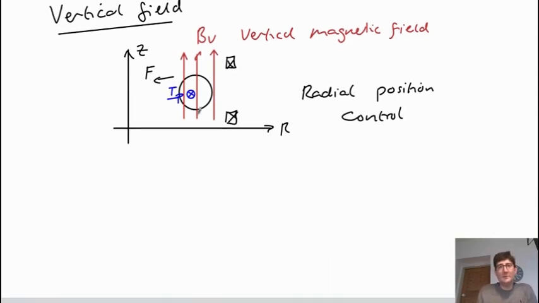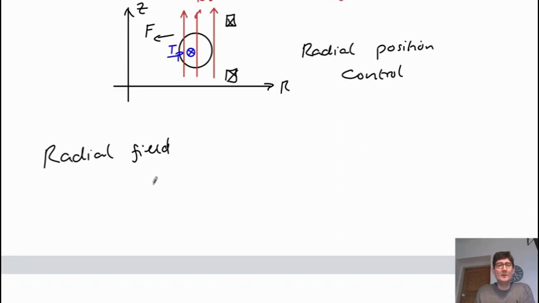So in addition to controlling the radial position, you might also want to control the vertical position. So the plasma can be shifted up and down. So here we have the radial field. And so we have a similar picture: in order to control the vertical position of the plasma, we can use a radial magnetic field, and that will push the plasma up and down.